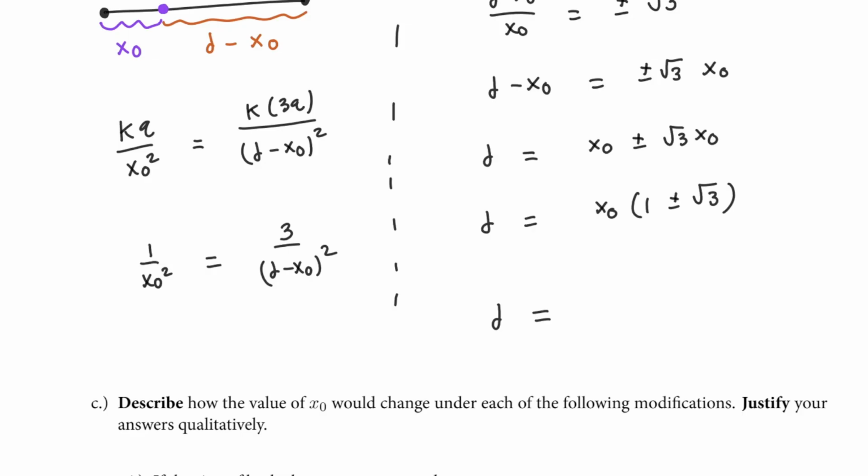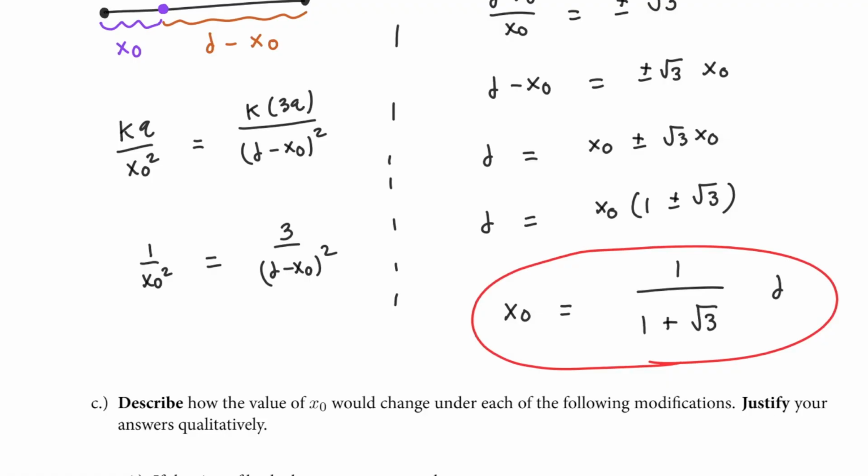So x0 would therefore be equal to 1 divided by 1 plus square root 3 times d. And I disregarded the minus term because if you check, if I plug that negative in, I don't get an answer that's within the 0 to d range. I'd get a negative answer. So that's a lot of work.